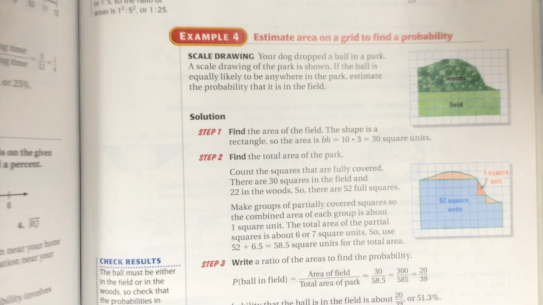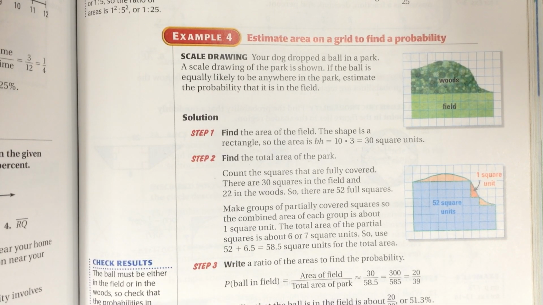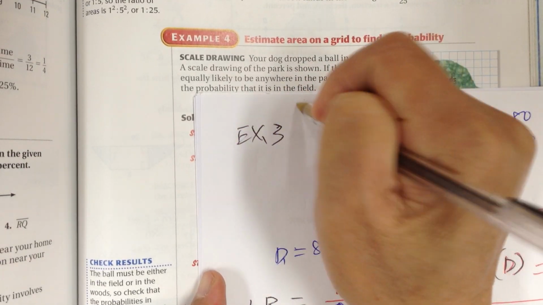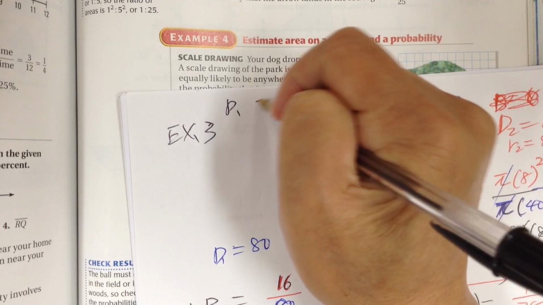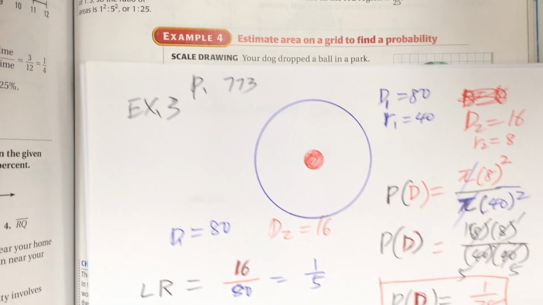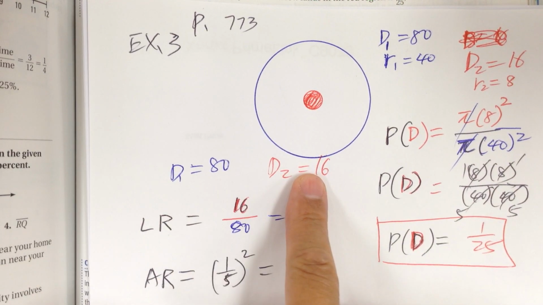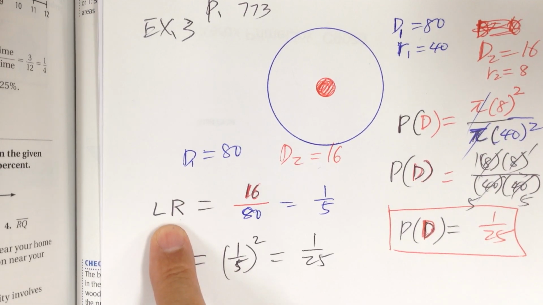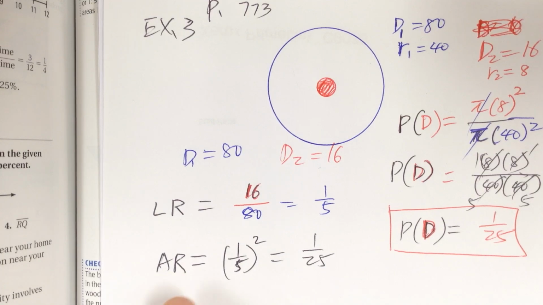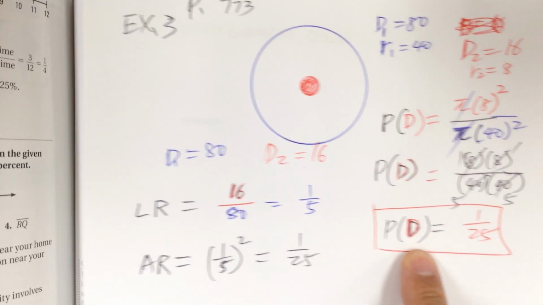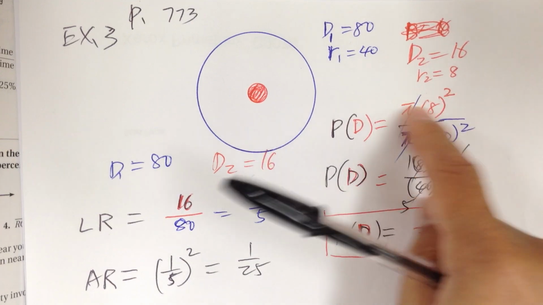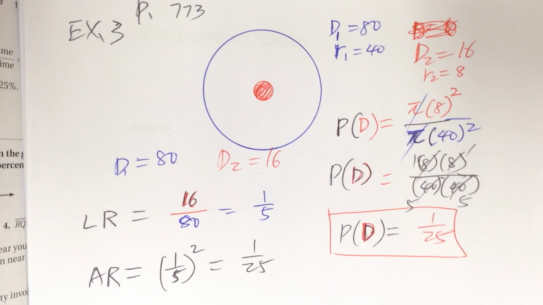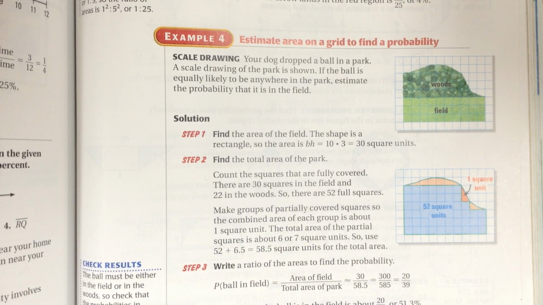Okay, let's go to example 4. So this is example 3 on page 773. Again, when you have to figure out probability, it's a lot easier: just find the length ratio, square it to get the area ratio, and the area ratio is your probability. That way you don't have to figure out each individual area of the circle and simplify. Okay, let's go to example 4.